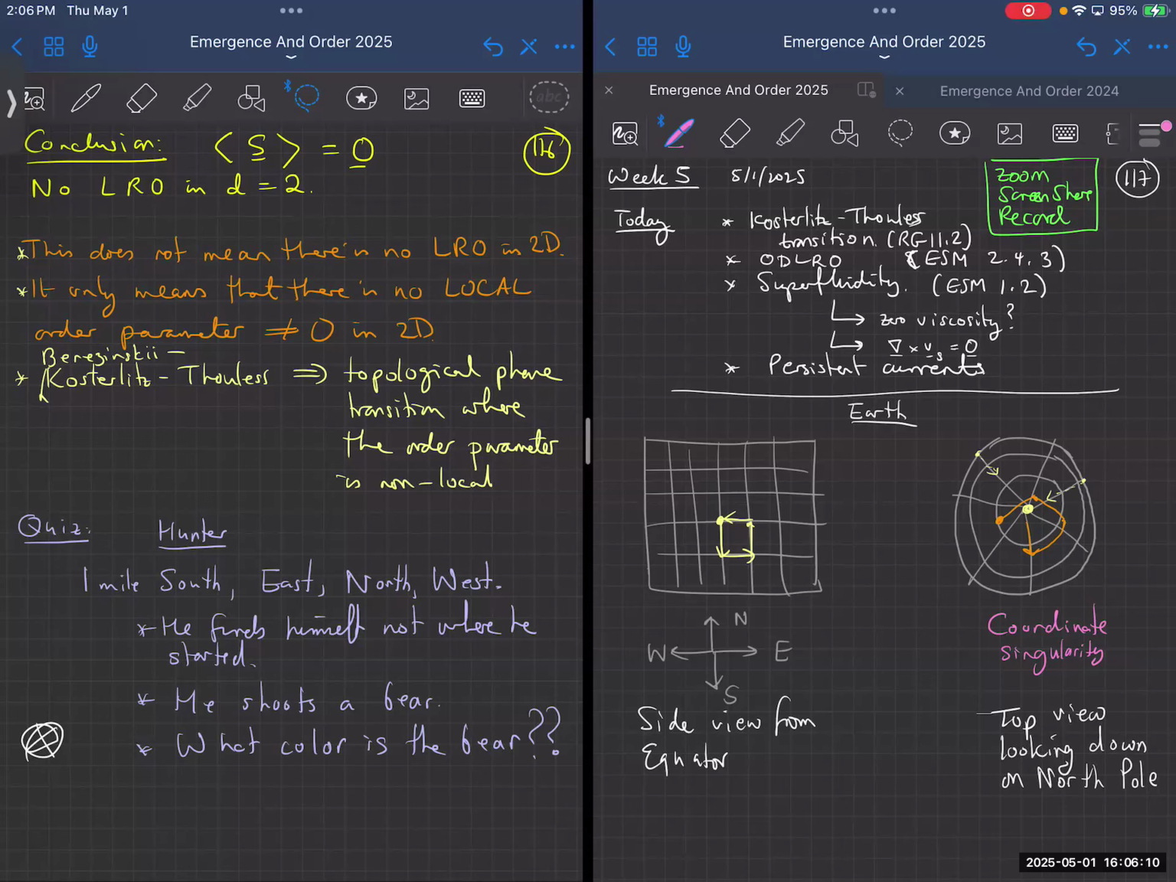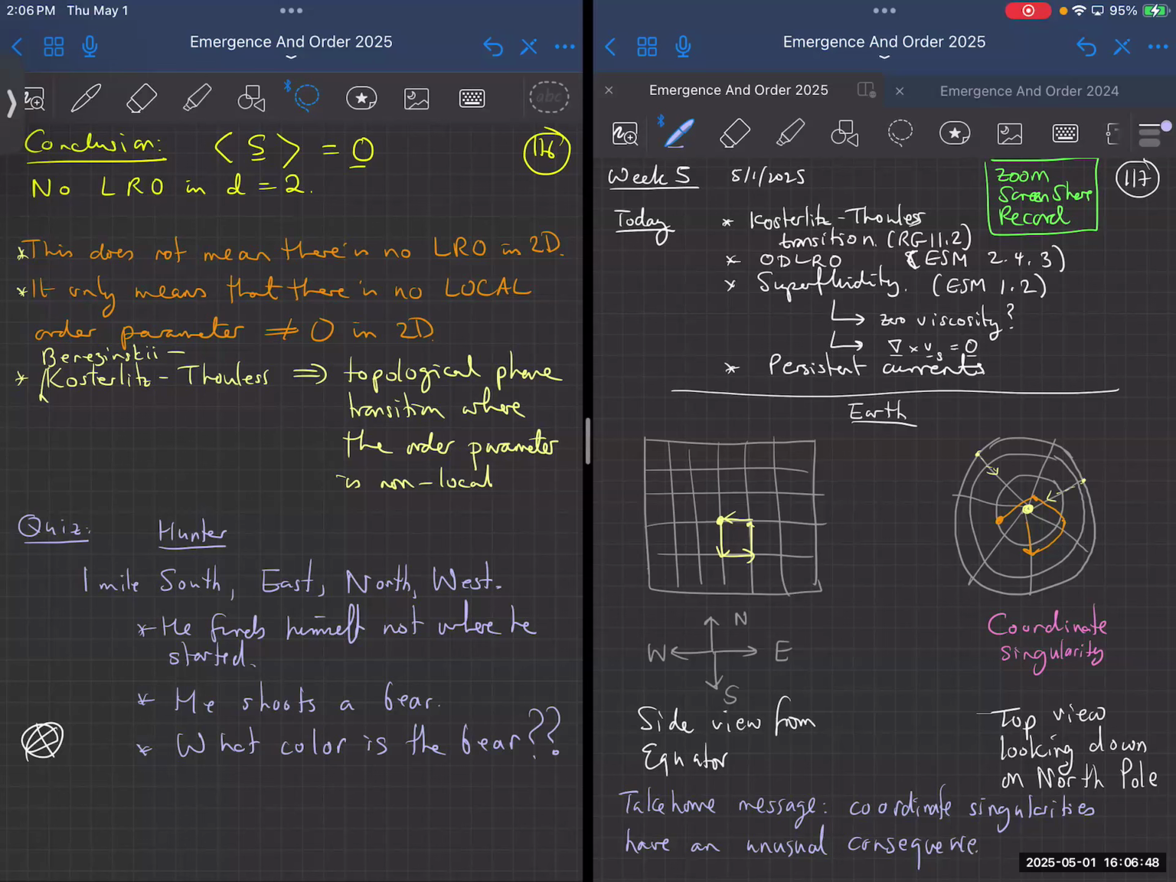Now, what the riddle is telling you is that coordinate singularities have a strange and unfamiliar topology. So the take-home message is that coordinate singularities have an unusual consequence.